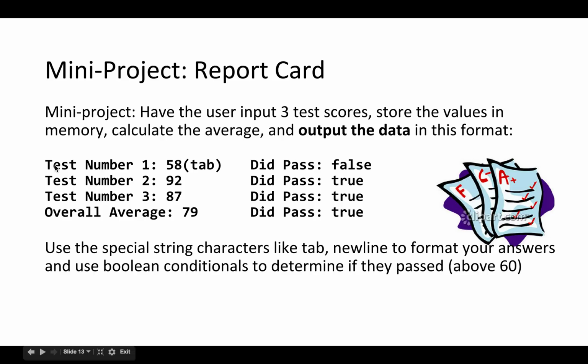So using all the special characters like tabs and newlines that you learned about, print out test number 1, their score, and whether they passed. And then test number 2, their score and whether they passed. And so on. And then the overall average and whether they totally passed. Okay? And then, yeah, they passed if their test score was above 60. And so you should print this all out in a good format. And then it should really require some of the operations we've been using, or almost all of them.